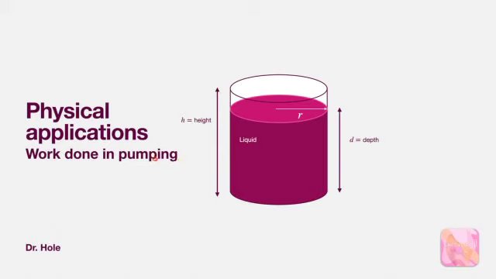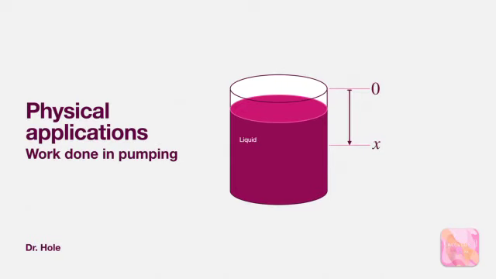We want to pump the water from the tank and empty the tank. Now, a convention that we will adopt is to measure into the tank from the top at depth 0 down to a depth of x. So x is a positive quantity. And despite being vertical, we're using x as the variable.